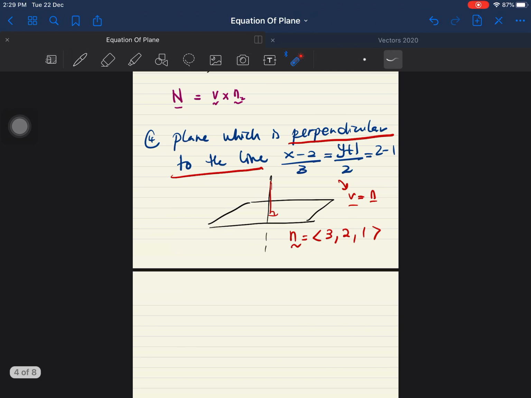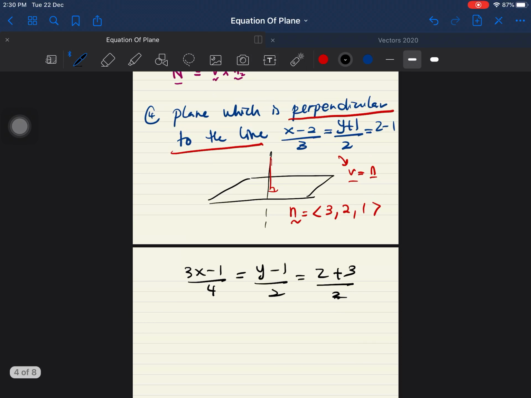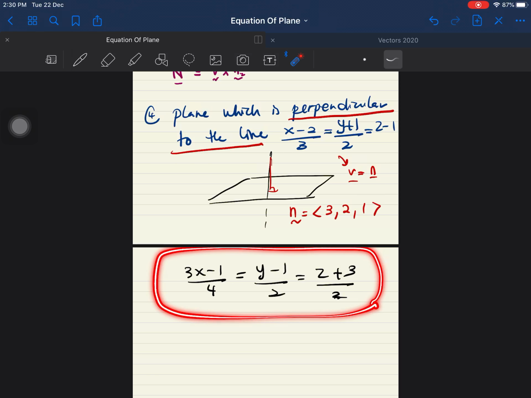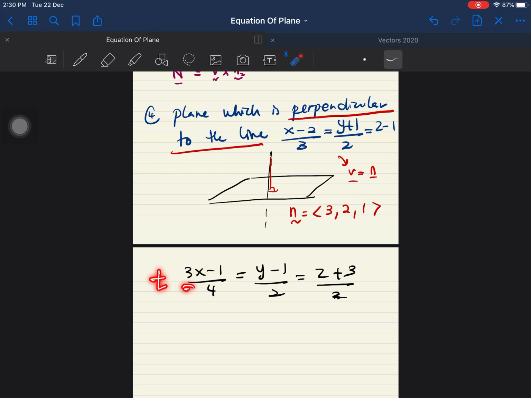So maksud saya, contoh yang you ada adalah 3x tolak 1/4 sama dengan y tolak 1/2 sama dengan z tambah 3/2. Contoh. Okay, so yang ni tak ada masalah. But for this one, you tahu this is a Cartesian equation, equation of the line. Semua ni sama dengan t lah kan, betul? So if we rearrange dia dalam bentuk parametric equation, you akan dapat 4t is equals to 3x minus 1.